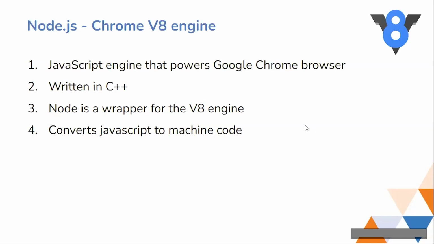So what they have done is they have taken the Chrome V8 engine, which is used in the Chrome browser, and they have built a wrapper around it, which is called Node. So Node is like an interface for the V8 engine. It is built using C++, and this is how you can run your JavaScript code outside the browser.